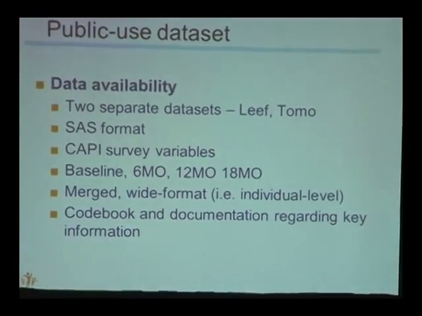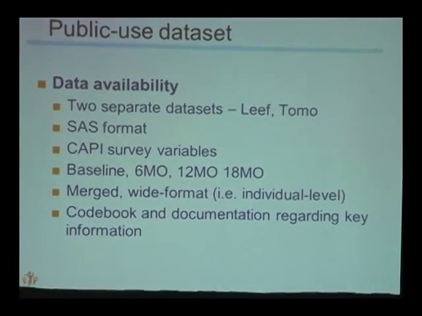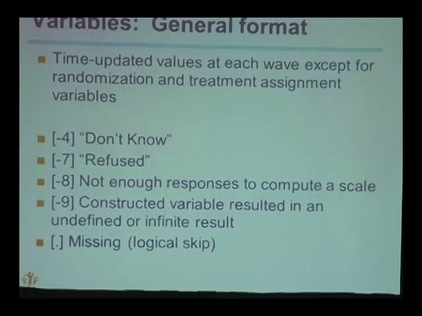The publicly used data set actually is going to consist of two separate data sets. We've been referring to the LEAF as the nursing home cohort, and also the separate data set for the IT workers, which we've been calling TOMO. This will be provided in SAS format, and basically it will contain many of the CAPI survey variables. It will be a merged wide format, which in other words is an individual level data set, and it'll contain information from the baseline as well as all the subsequent waves. And of course, we'll be providing codebook and documentation regarding key information about these data sets.